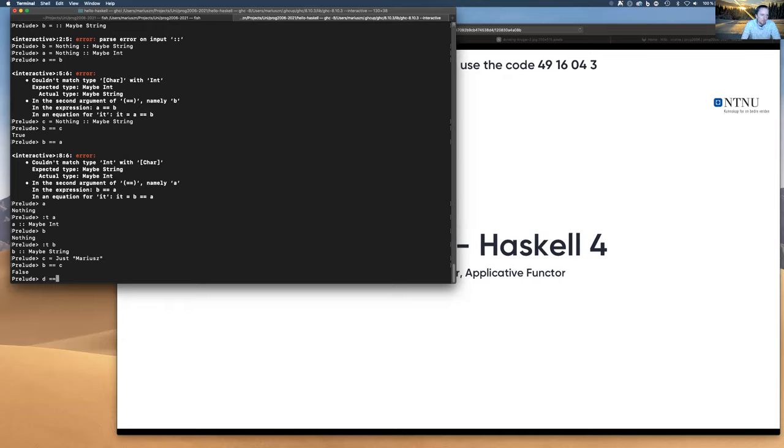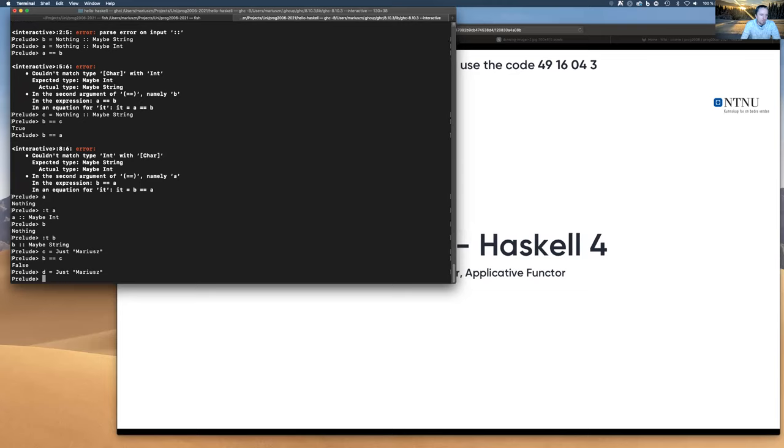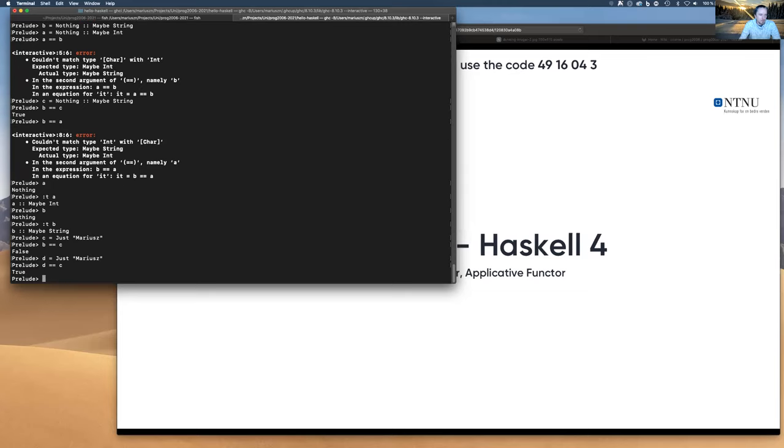So if I say D is just Mariusz as well, and I compare D with C, it says yes, they are the same. Just Mariusz is just Mariusz. The value is the same. I have this referential transparency. I cannot have two values which are the same and yet different. So it says they are exactly the same.